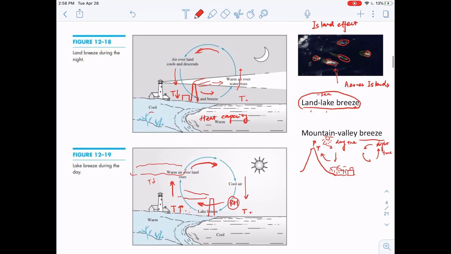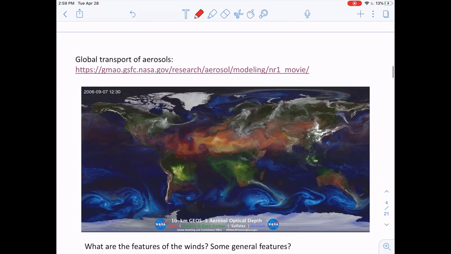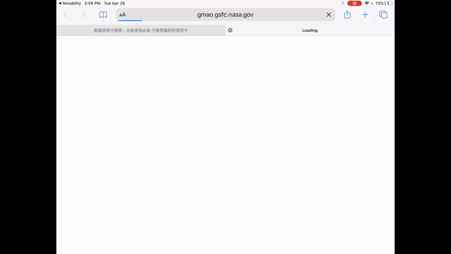So this is the wind pattern over the regional scale. So what about the global scale? Here I have a short video that's showing the transport of aerosols or particulate matter over the global scale. So let's see this short video here.